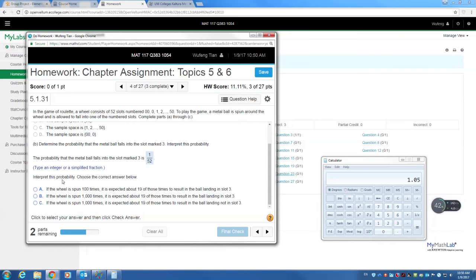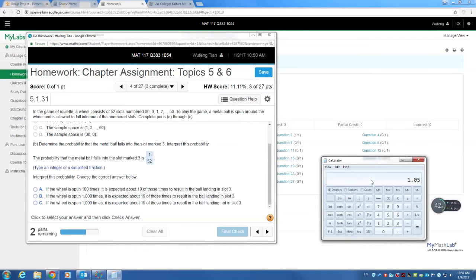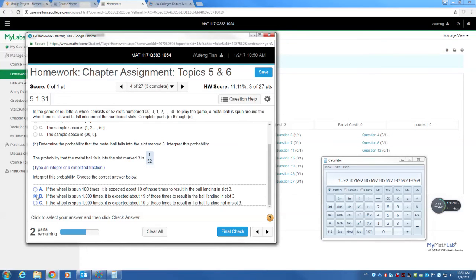And interpret this probability, choose the correct answer below. If the wheel is spun 100 times, it's expected about 2 of those times result in slot 3. So if you have 100 times, it's 100 times 1 divided by 52. So 100 times the probability. If it's 1,000 times, expect 19 of those times. Okay, so it's B.